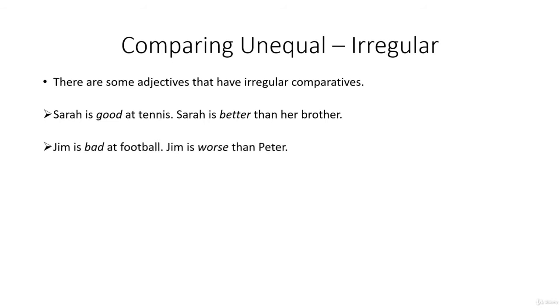And the comparative form of bad is worse. So Jim is bad at football. Jim is worse than Peter. Tony can run far. Tony ran farther than yesterday. Now some people use further, but the general consensus is to use farther for distances and further for sort of abstract concepts.